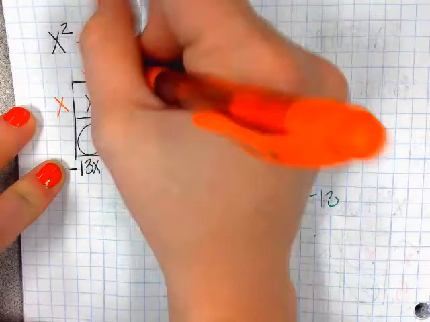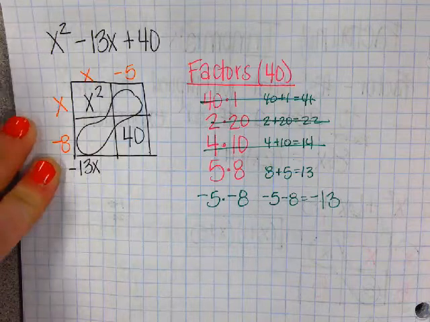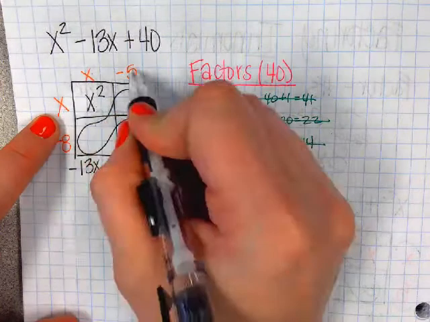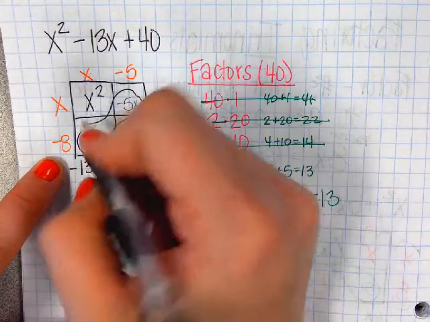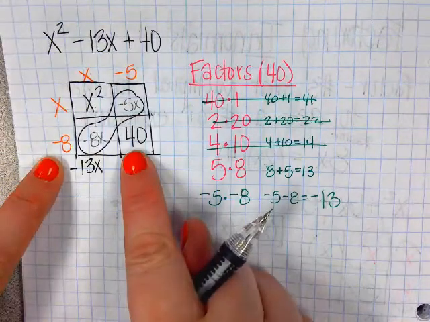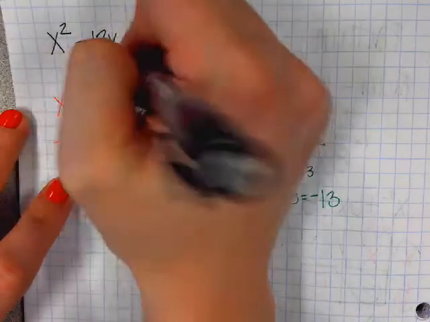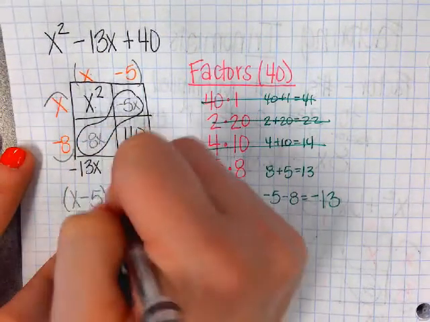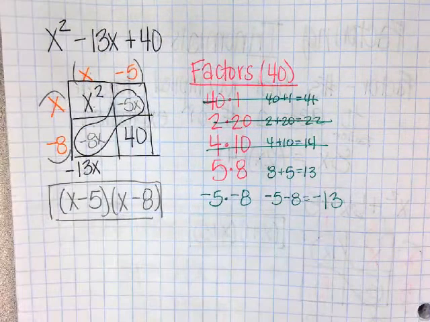So it would be x times x, that's always the same on these types of problems. And then negative 5 and negative 8. Now check just to make sure. So x times x does give you x squared. What's x times negative 5? Negative 5x. And what's negative 8 times x? Negative 8x. And does negative 8 times negative 5 give you positive 40? So then negative 8, negative 5 makes a negative 13. So these are my two factors: x minus 5, x minus 8.